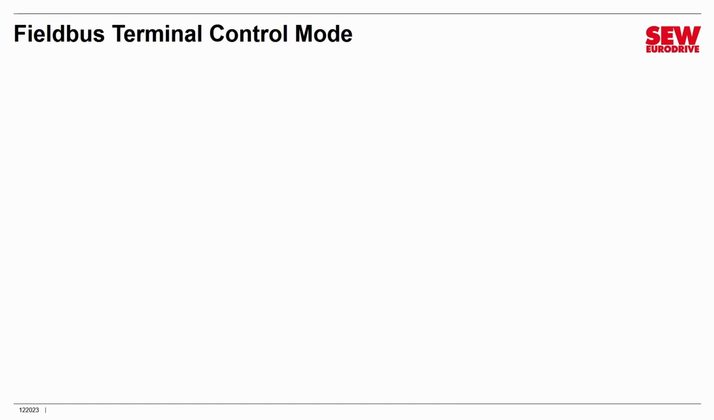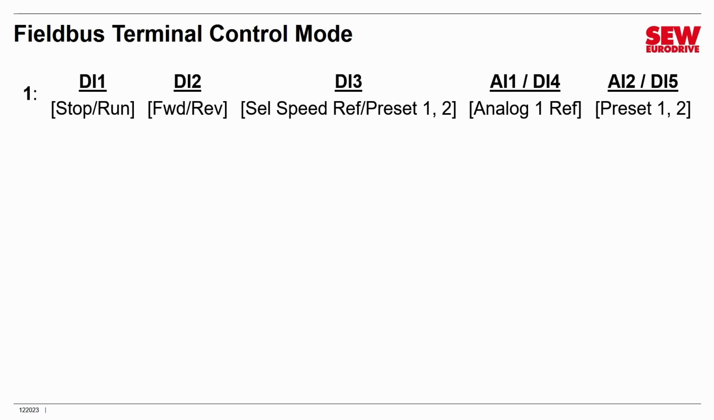As I've said before, we have limited terminal control mode when we're operating in field bus mode. And just to remind you, I did select variant 1 as my choice, so this is the assignment of the different digital inputs and analog inputs. We've used this variant before in pure terminal control mode, but it is going to be modified slightly by the fact we're running in field bus mode. Let's just review what the inputs do.